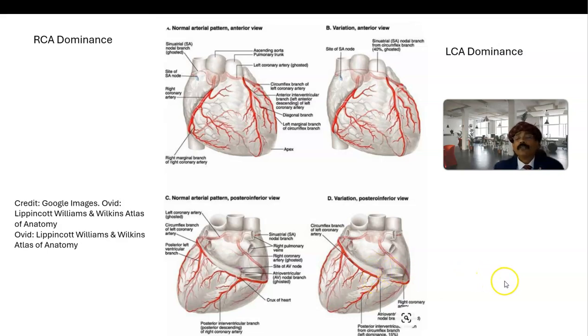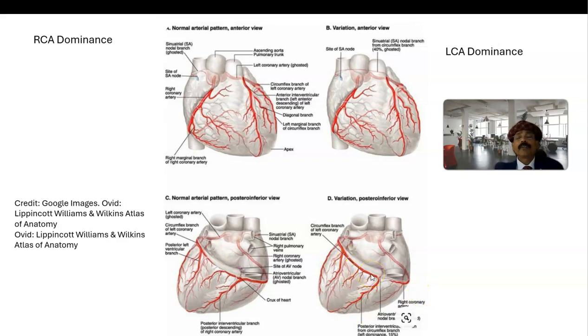Another type of dominance is when both the circumflex artery and right coronary artery contribute to the posterior interventricular artery or posterior descending artery, one posterior descending artery contributed by the circumflex branch of left coronary artery and right coronary artery. Sometimes we may have two posterior interventricular arteries in co-dominance. One is contributed by the circumflex branch of left coronary artery, another by the right coronary artery. But in codominance, usually both contribute.